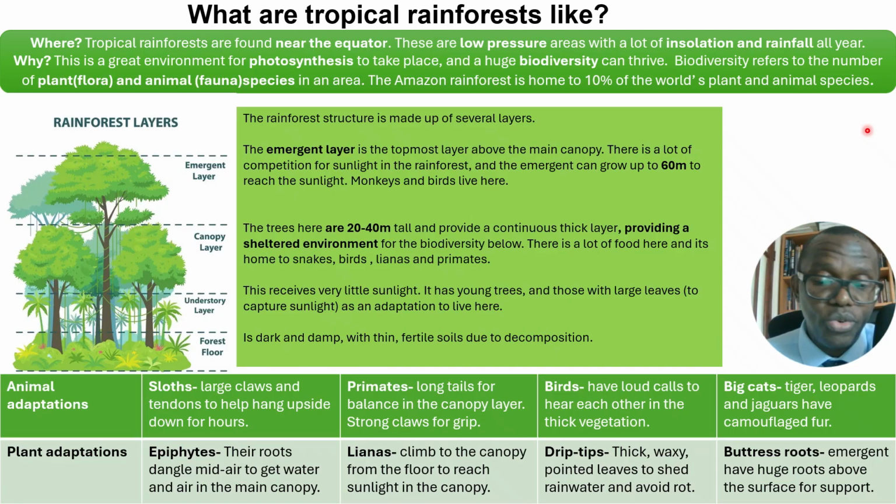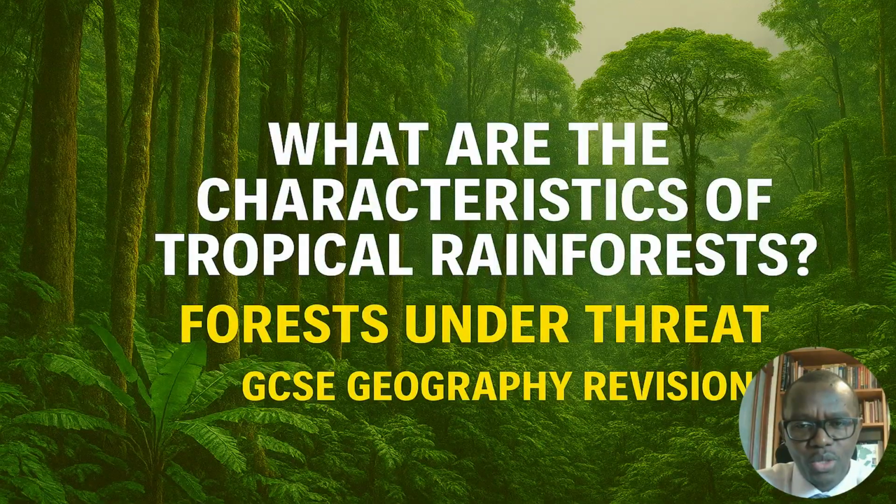Then we have buttress roots. Now these are the most common, and these are the roots of the emergent trees. So we said that the emergent trees are the ones that are really, really tall. They grow up to 60 meters, and they need these massive buttress roots, sometimes above the surface, not necessarily just below the ground, but above the ground as well. They need these roots for support, and also to be able to pick up the nutrients from the surface of the soil. That brings us to the end of this video on the characteristics of tropical rainforests.